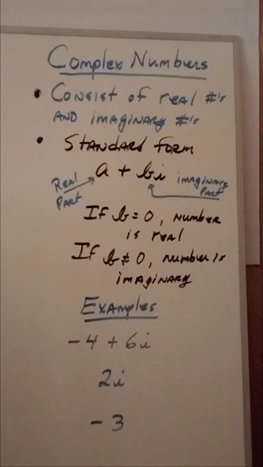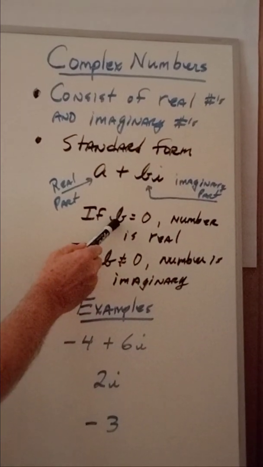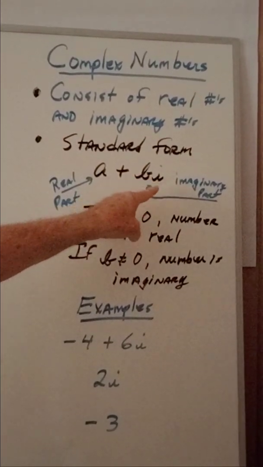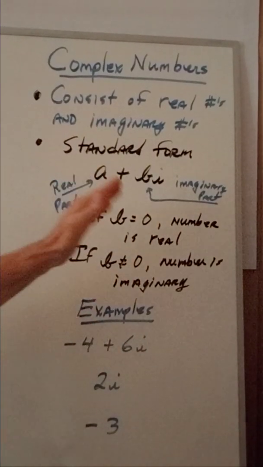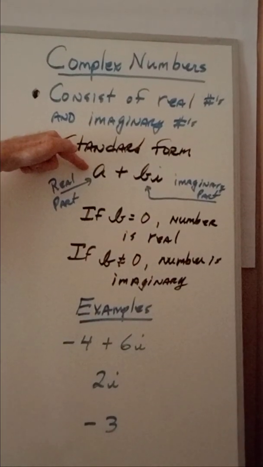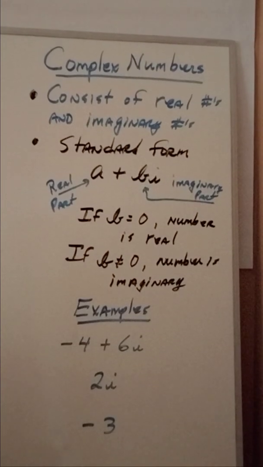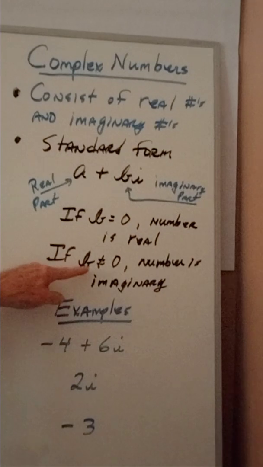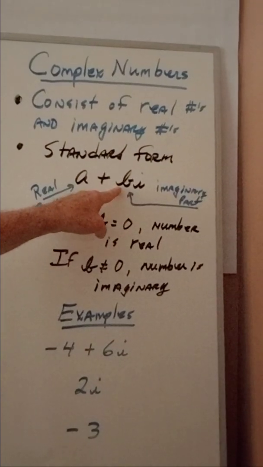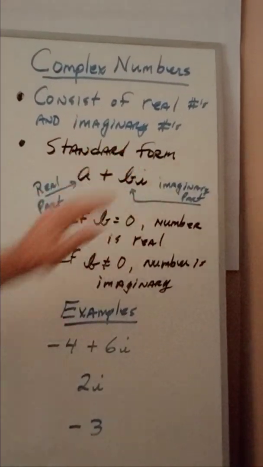A is the real part, BI is the imaginary part. Now, if the value of B is 0, then 0 times I would be 0. We would not have an imaginary part, only a real number part. So if B is equal to 0, the resulting number is real. And if B is not equal to 0, in other words, the value of B is present, the number you're dealing with is imaginary.